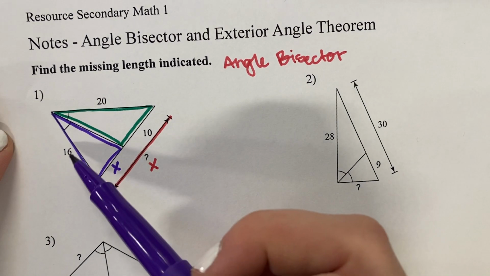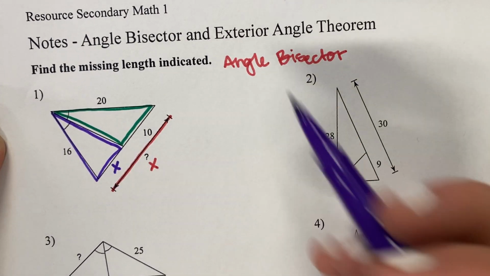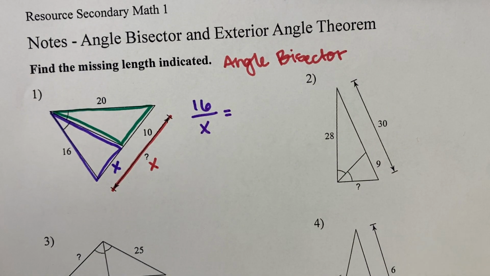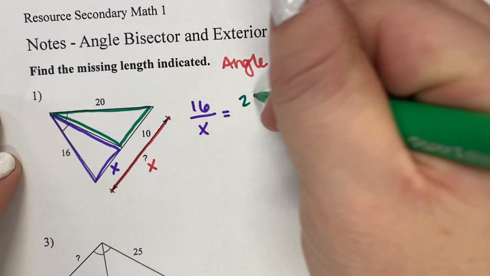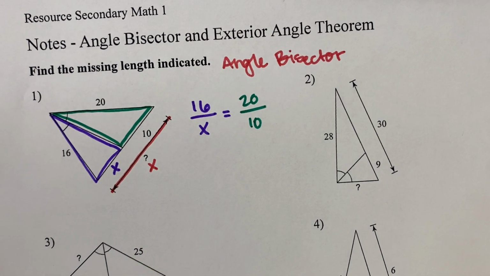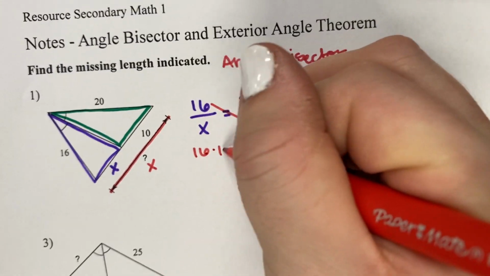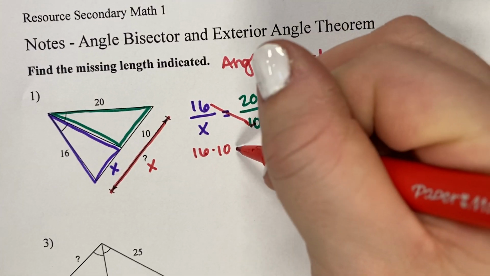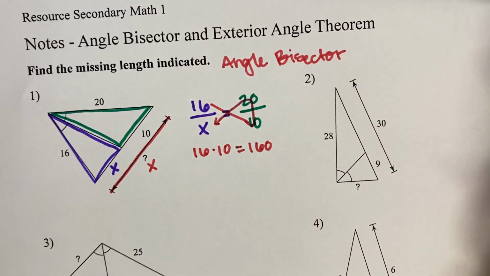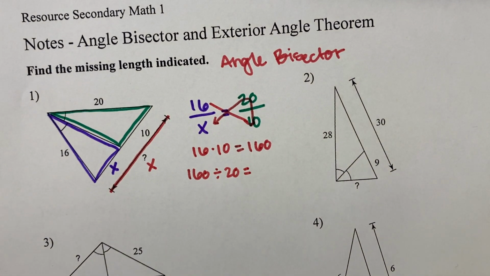So I'm going to do my purple 16 over x. Think like take the big side over the small side. 16 over x. And we have to do the same pattern on the other triangle. So big side over smaller side, 20 over 10. And now what we do to find x is we cross multiply. So we're going to take 16 times 10, and then that's going to give me 160. 160 divided by 20 is what's going to give me that x.